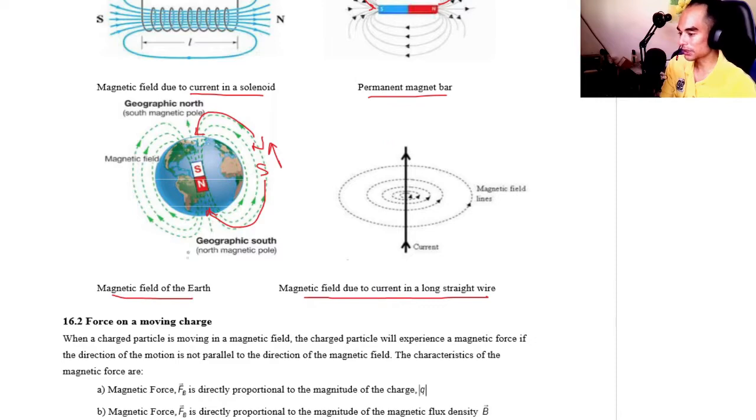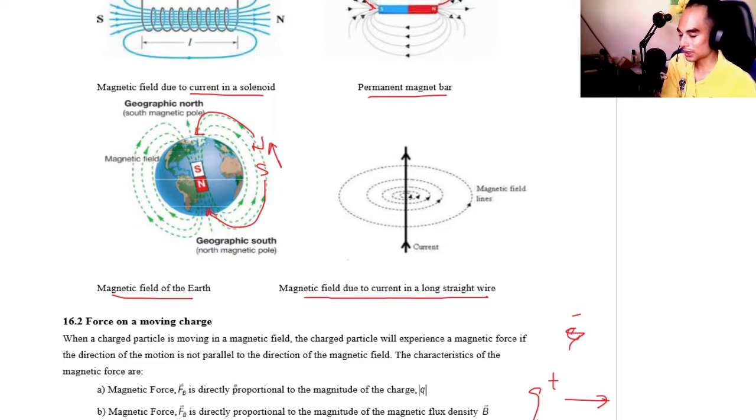So, force on a moving charge. Now we have a moving charge. The charge is moving, I put a Q. If the Q is moving, it will produce a magnetic field. It must be moving. If it's static, no magnetic field will be produced.